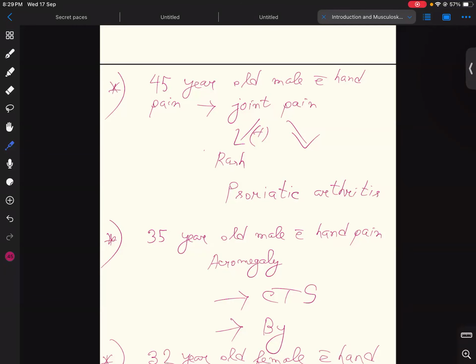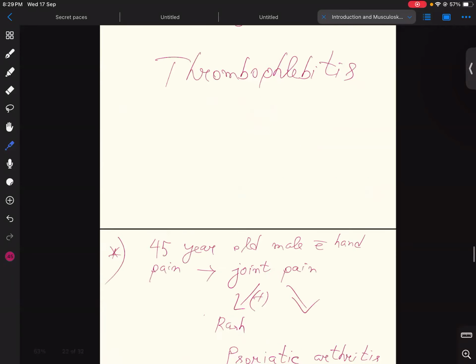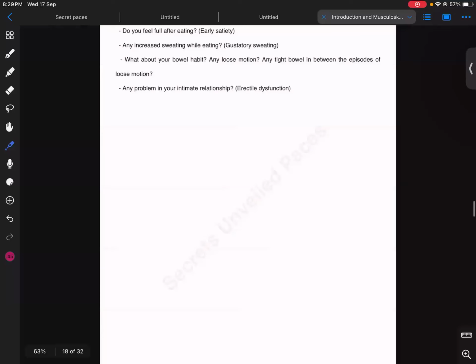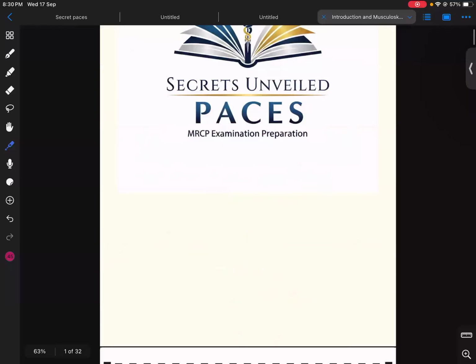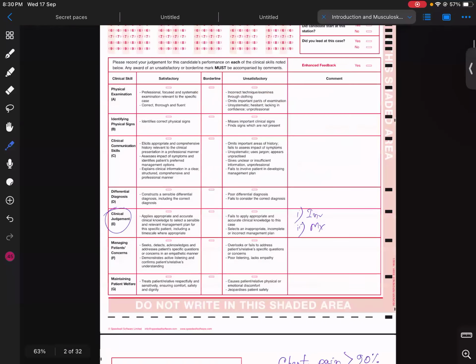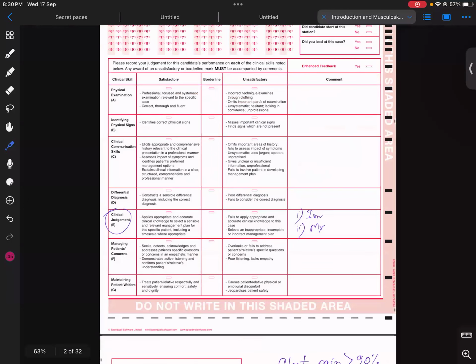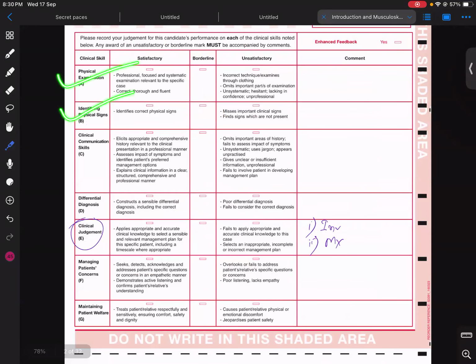But before, you have to practice. You have to assess each one using the mark sheet. Using this mark sheet, you have to assess each one. You have to practice it like a mentor. Whenever you are practicing with another candidate, you have to assess him or her regarding the physical examination, the physical signs, communication, differential diagnosis. If you are able to do it this way, I can guarantee you will pass.